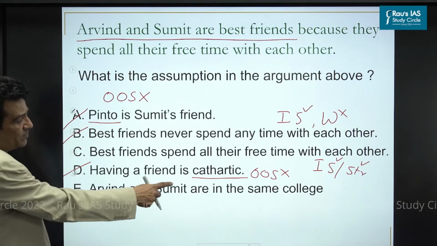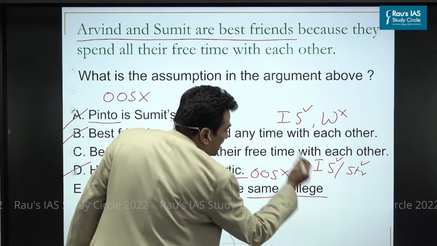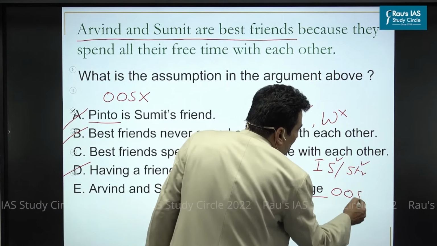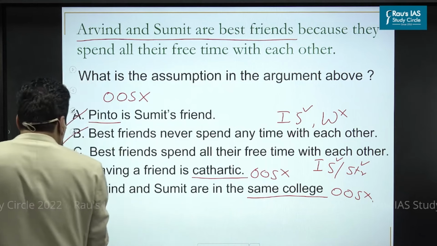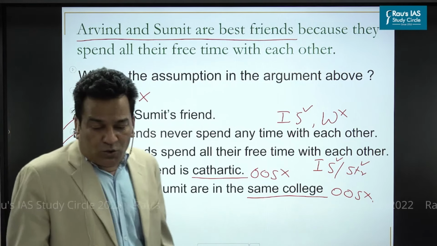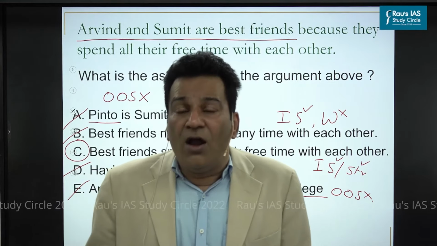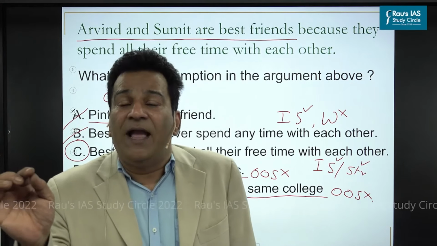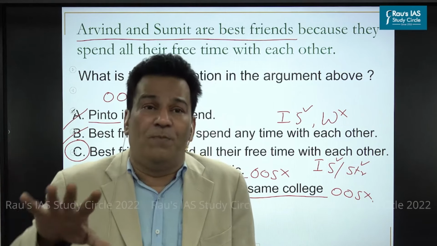E says Arvind and Sumita are in the same college, but nothing is mentioned about the same college upstairs. So this is also something which is out of scope. As a result, I can kick out this answer. This becomes my right answer, C choice. So right answer choices have to be always strengthening type and they will preferably be in scope.